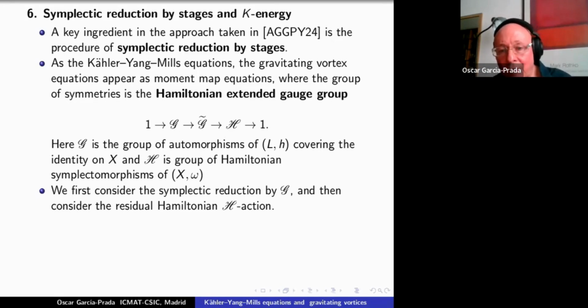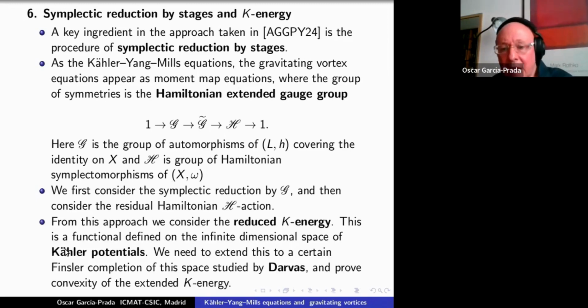This puts you in a setup where we can now consider a reduced K energy. These are ingredients that appear very much in the theory of Kähler-Einstein and constant scalar curvature. We call it K alpha, because of the parameter alpha, and it is a functional defined on the infinite dimensional space of Kähler potentials. By doing symplectic reduction by G first, you fix a Kähler metric and solve the abelian vortex equations that we know we can solve. But now the whole thing depends on the Kähler metric that you put, and this is where the residual action comes in. To study this problem, you fix a Kähler form and express the others in terms of the space of Kähler potentials.